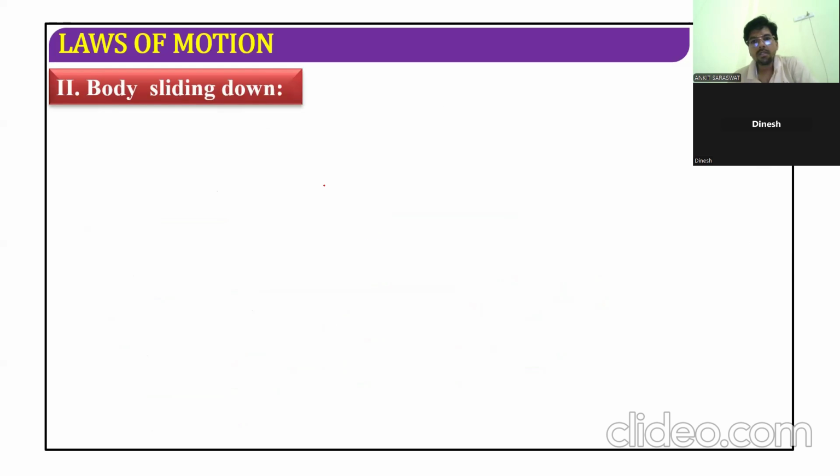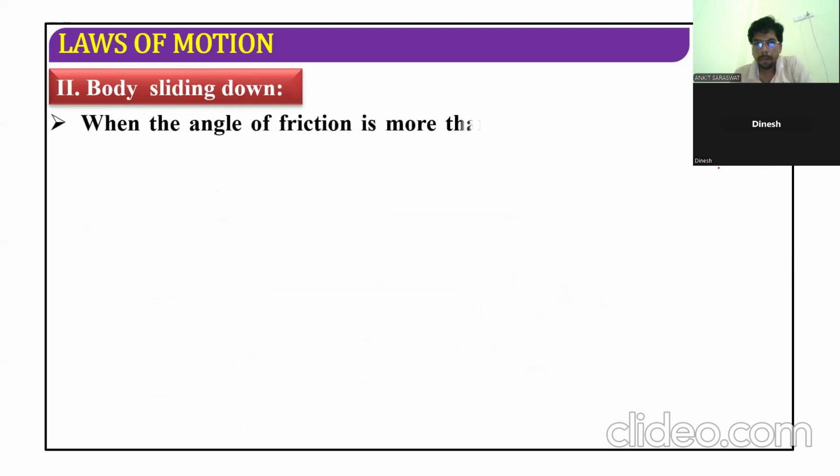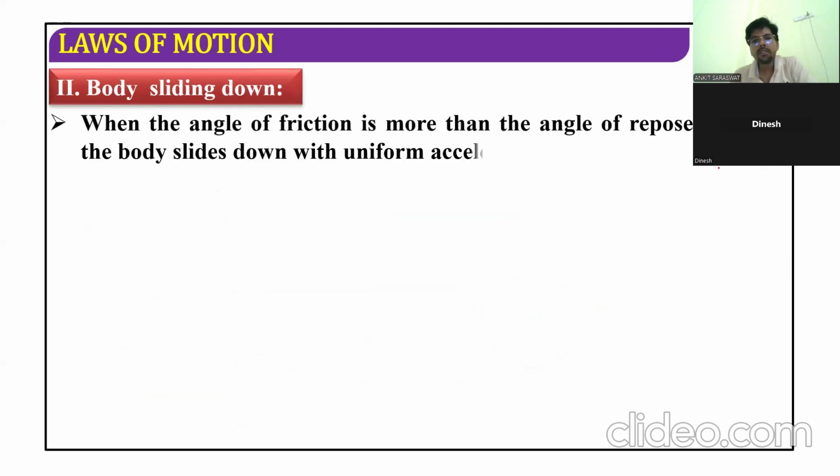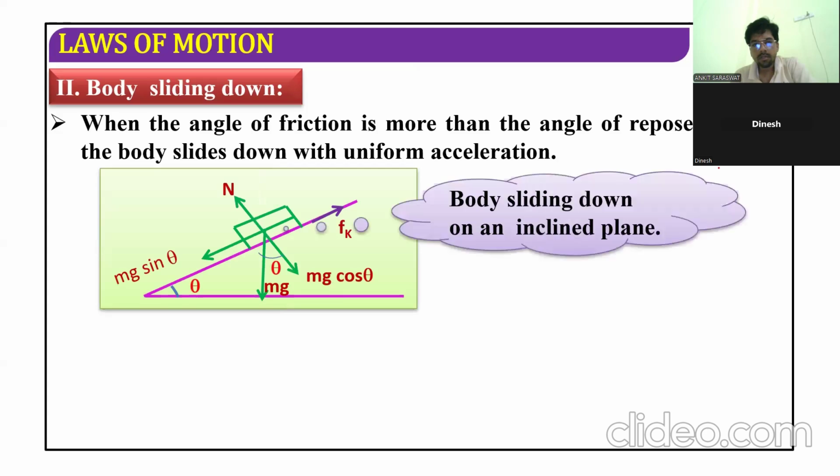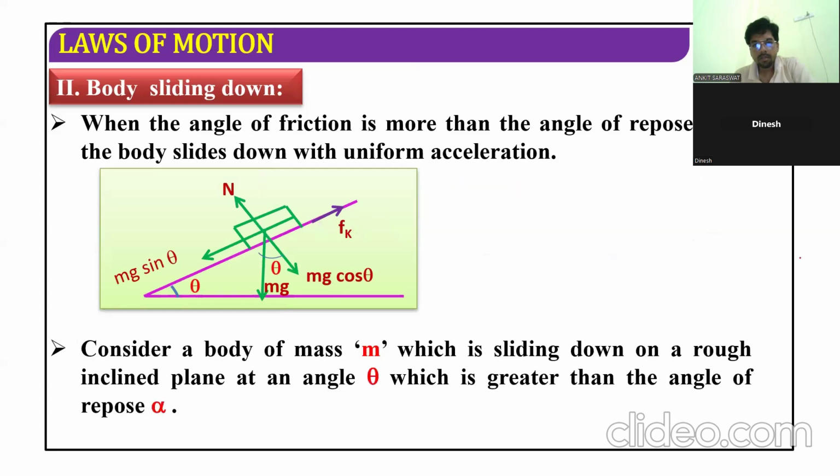Condition is body should not move. Friction must be limiting friction. When the angle of friction is more than the angle of repose, then the body slides down with a uniform acceleration.